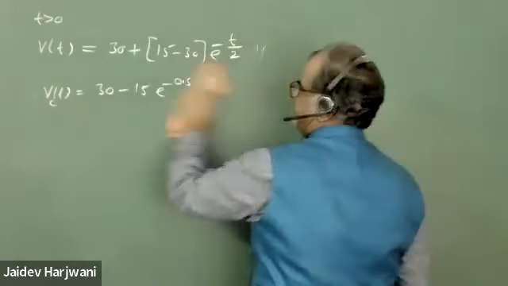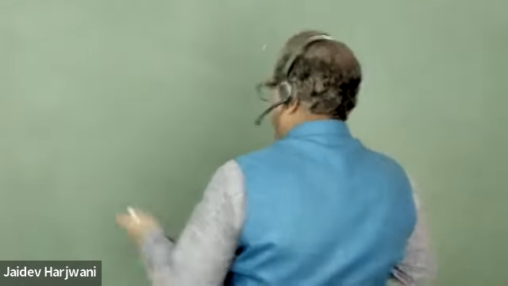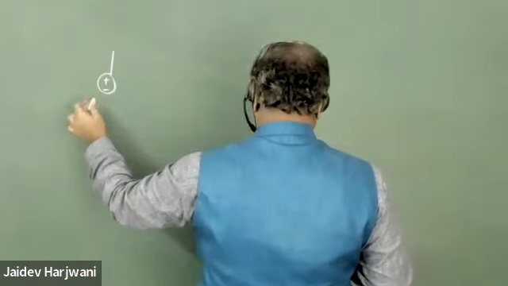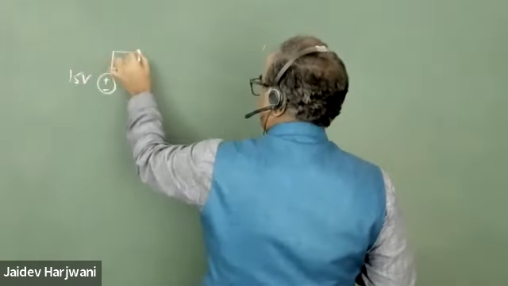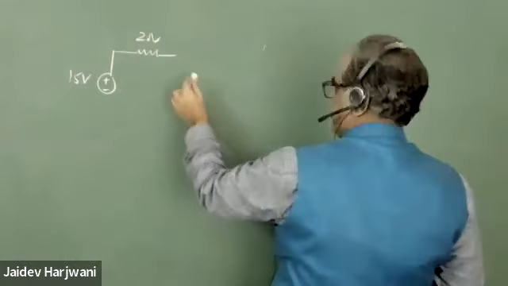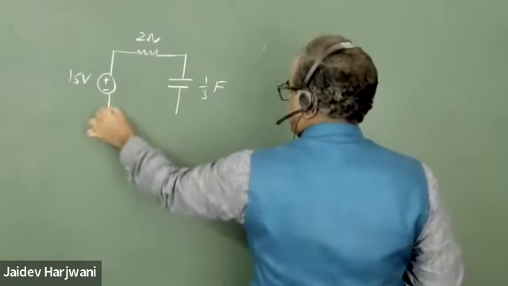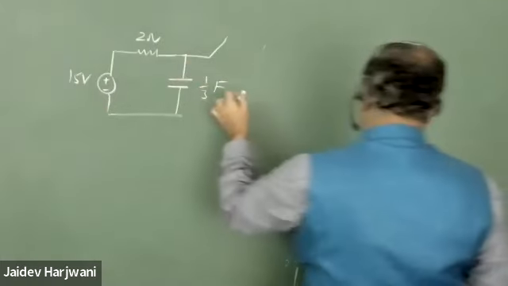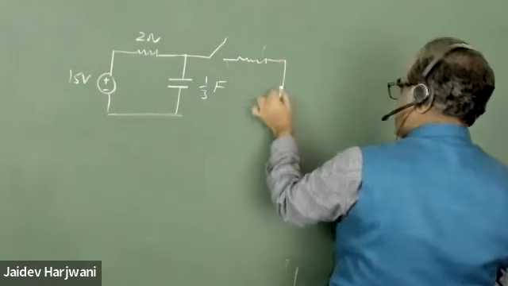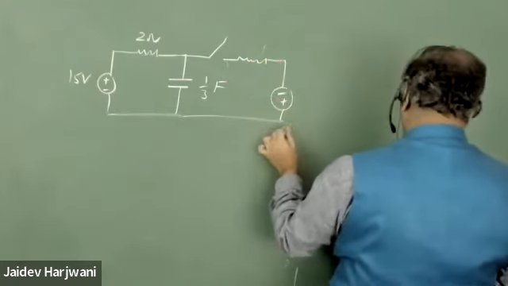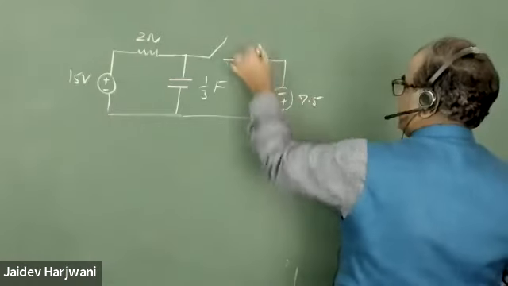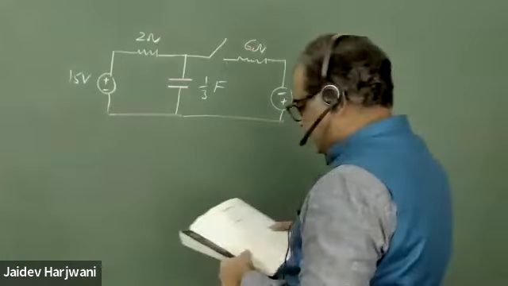Now let me solve another problem, a similar type of problem. I have been given this 15 volt source. And this should have a 2 ohm. Here I should have a 1 farad. And then you have this. Now the battery is turned. Just check. This becomes 7.5 and this becomes 6 ohm. Now please solve it and tell me what is coming.